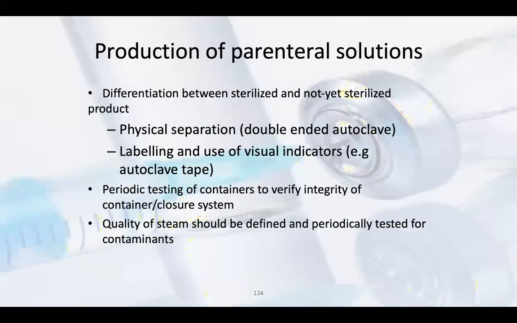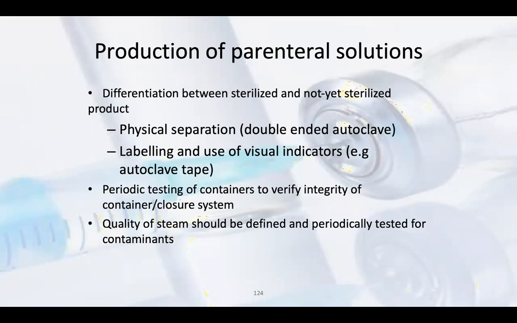Then production must further differentiate between sterilized and not-yet-sterilized product. There has to be a clear status of which items are going to be sterilized and which are not, which are in the pipeline to be sterilized. Physical separation, such as a double-ended autoclave, has been done. Labeling and use of visual indicators. For example, autoclave tape has to be placed there, because I told you that the tape confirms that the sterilization has been completed.